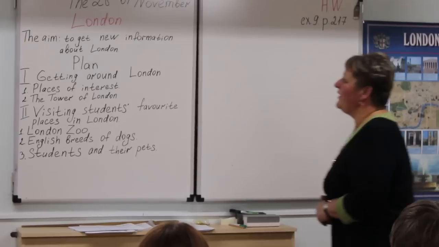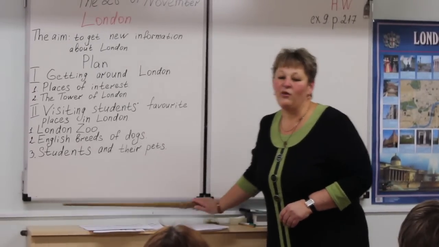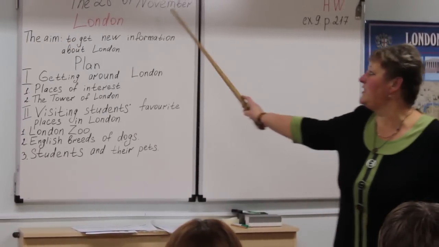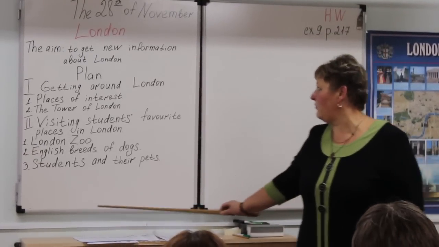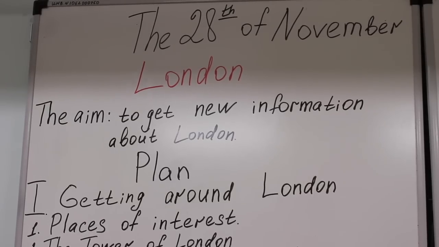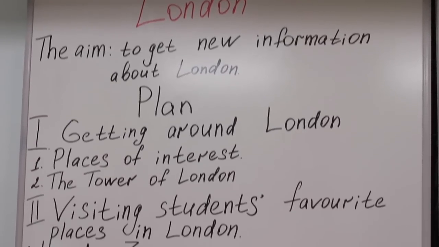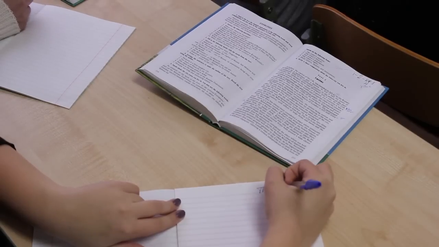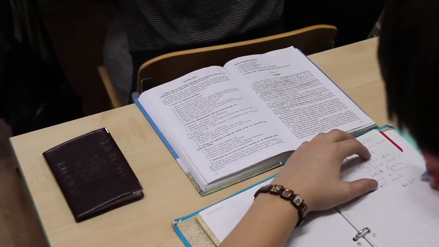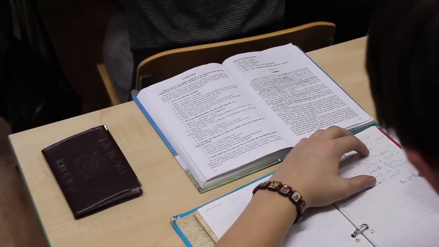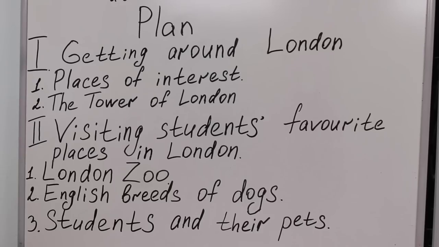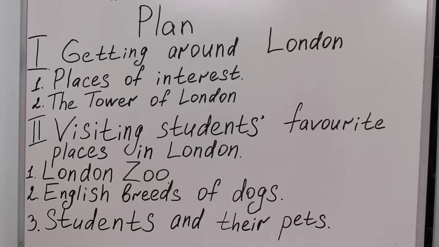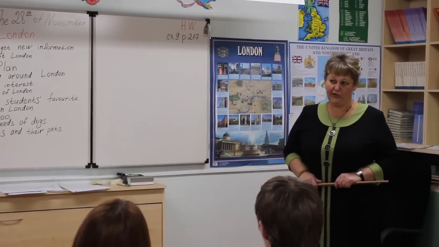The topic of our lesson is London. Please open your exercise books. Write down today's date. It is the 28th of November. And the topic of our lesson, London. The aim of our lesson is to get new information about sights of London. The plan of our lesson is we'll get around London, we'll visit places of interest in London, the Tower of London, we'll visit the places which you would like to visit.